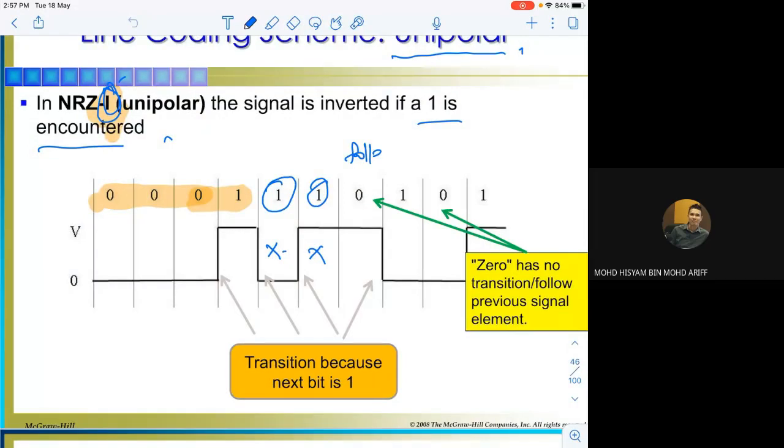Okay, now in non-return zero I, the signal is inverted if 1 is encountered. Maksudnya dalam kes ni, kosong-kosong tak ada masalah. Bit 1, you put 1. When you meet 1, dia ubah. You jumpa lagi 1, dia ubah. Kosong dia follow. 1 dia ubah. Understand or not?